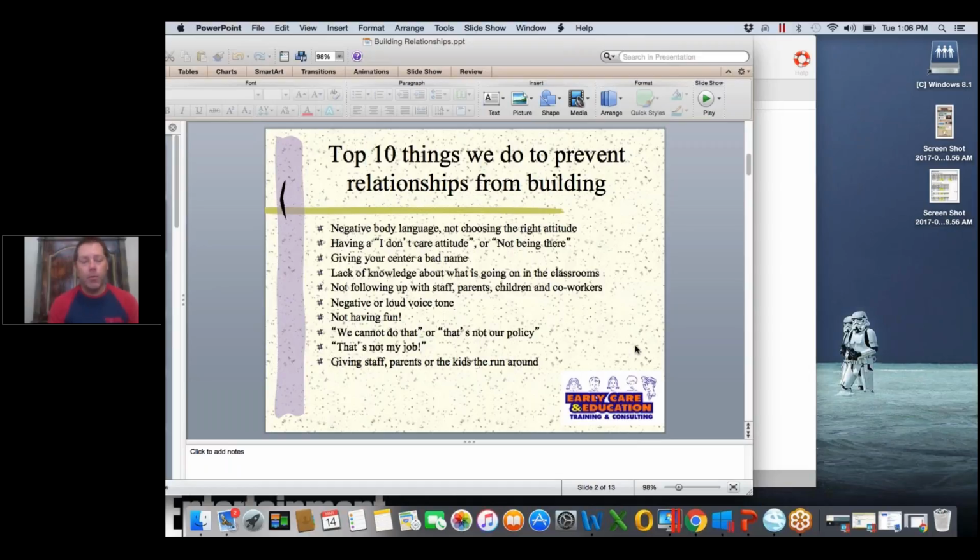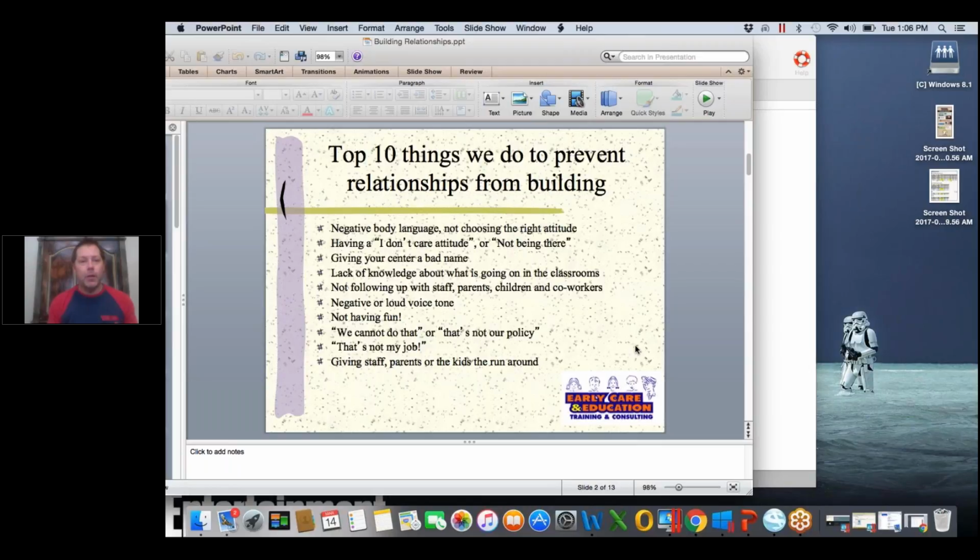And those of you that are working in an infant room, you know this better than anyone, that your body language and the energy that your body gives off really sets the tone for that classroom. So when you are struggling throughout the day and you're struggling to build the relationships with the children, first thing you want to look at is yourself. Hold that mirror up, look at yourself in the mirror.